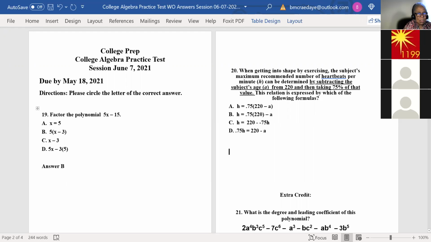Okay. Because we subtract the age from 220. That's what this is, 220 minus A. 75% of that means multiply. Change the percent to a decimal, so it'll be 0.75 times 220 minus A. So answer A.